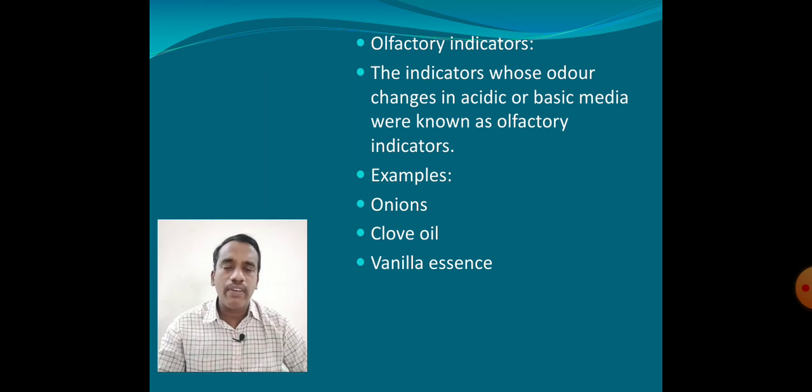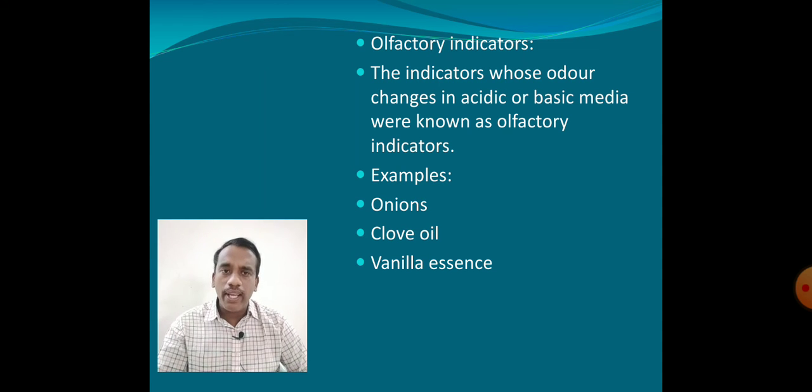Yes, so let us give a definition for them. The indicators whose odor changes in acidic or basic medium are known as olfactory indicators. Yes, they change their smell either in the acidic medium or basic medium. Some of the examples are present in and around us. We can take the onion. Don't use the onion directly. First it must be chopped into small pieces and then we go on using it.